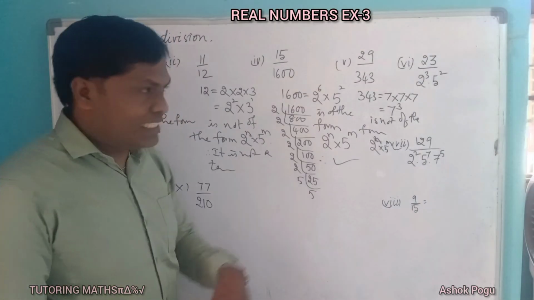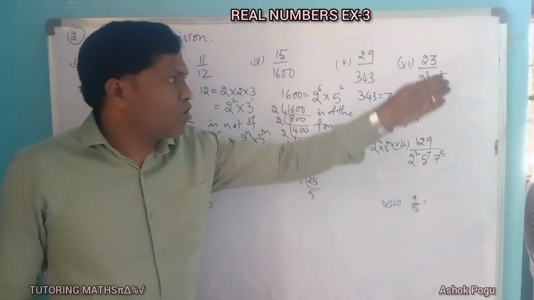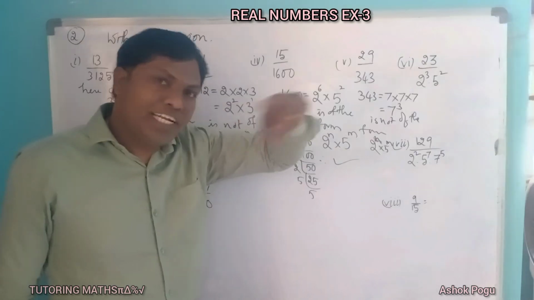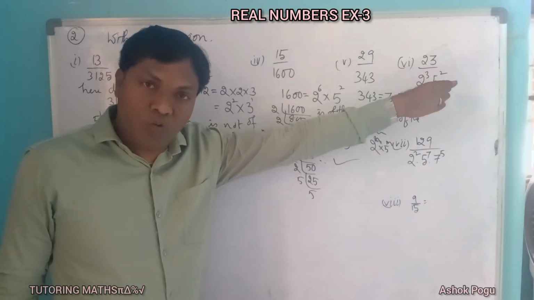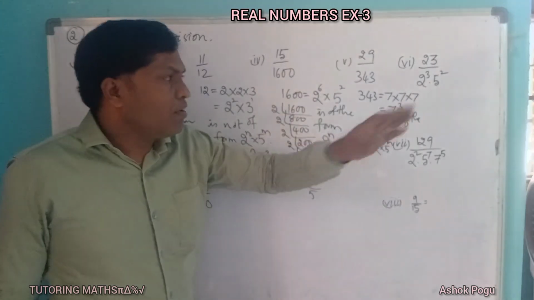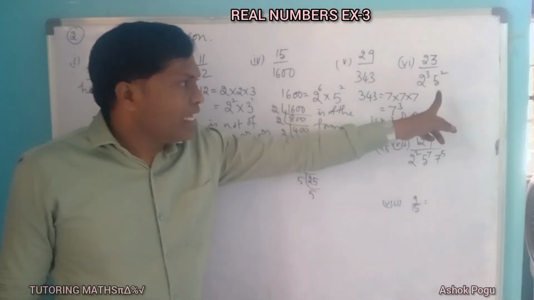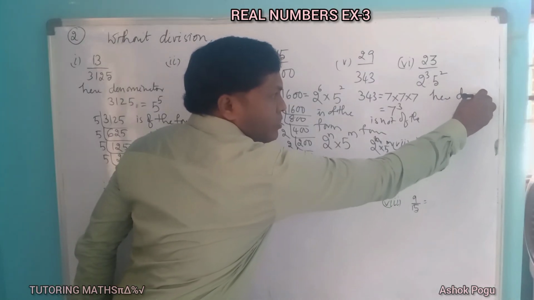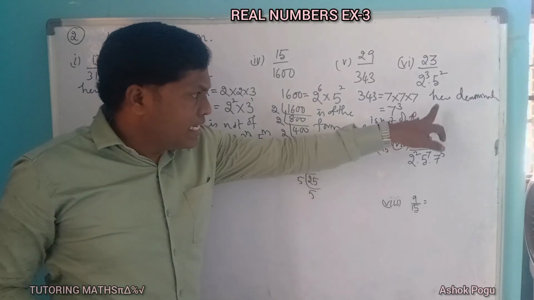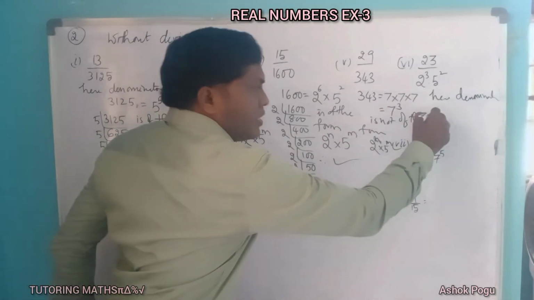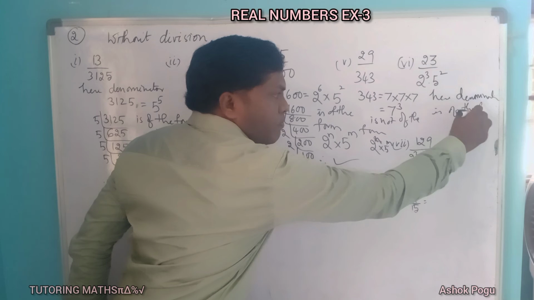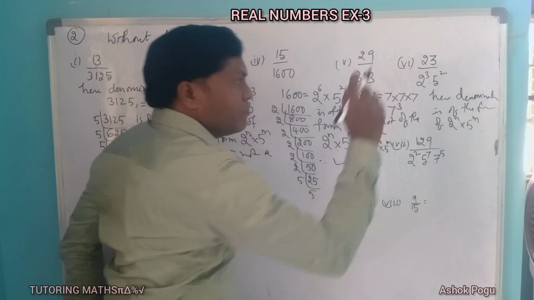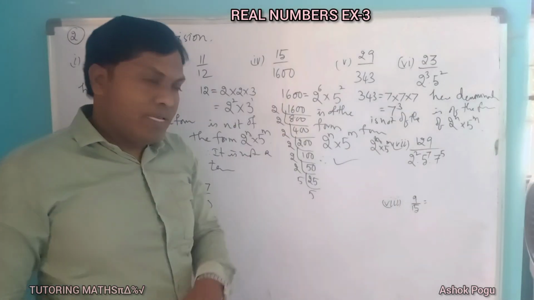And coming to question number 6. Actually, you need not find the prime factors. Already the prime factors are given in the question itself. What is the denominator? Check the denominator. It is 2 cube into 5 square. It is already in the form. You can write here that the denominator is of the form 2 power n into 5 power m. So therefore it is terminating.